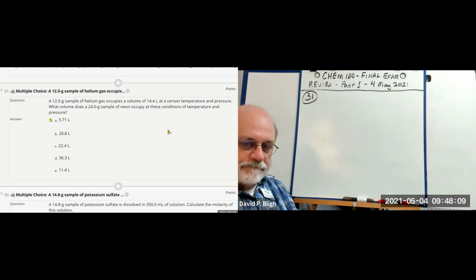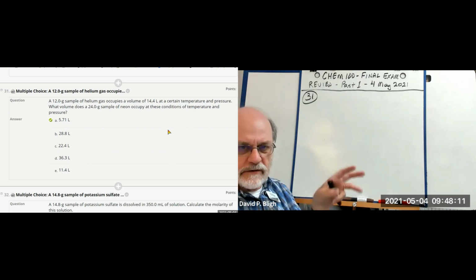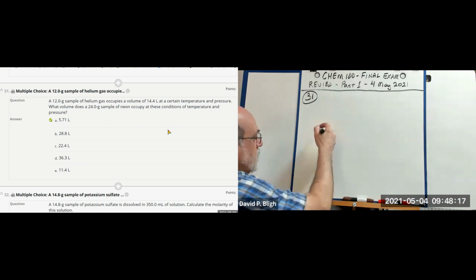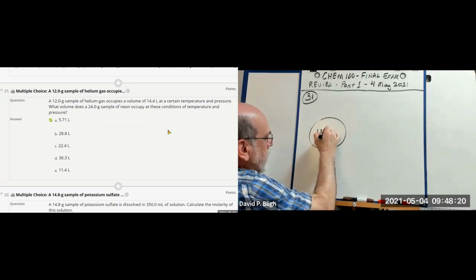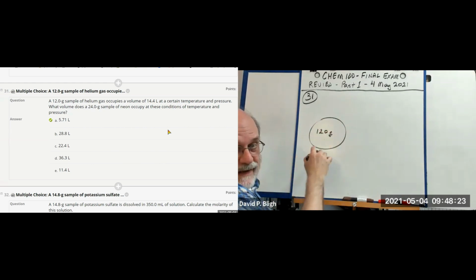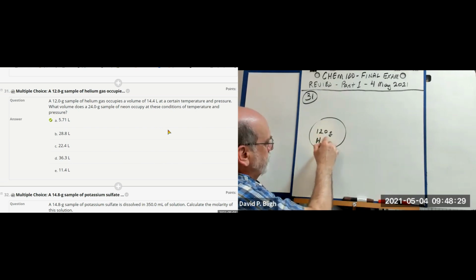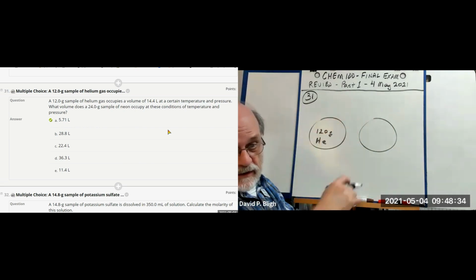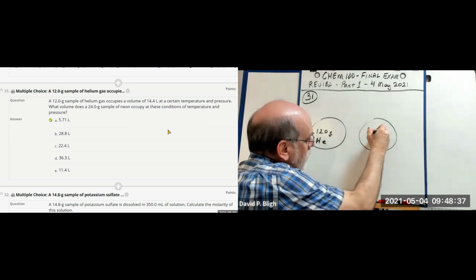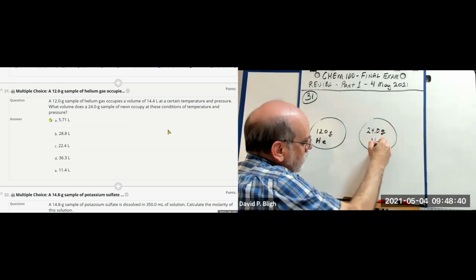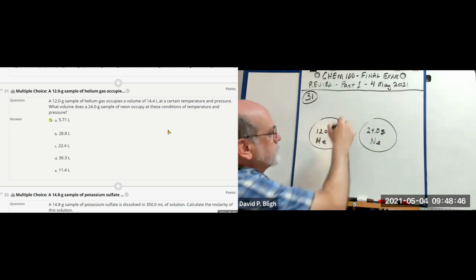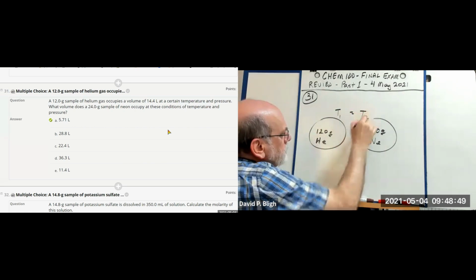Okay. So you actually have 2 different samples, a 12 gram and a 24 gram. Right, so you got a volume here with 12 grams of helium, and you've got one over here, not to mean that they're the same volume, I'm just saying that's where it's located. You have a 24 gram sample of neon. Okay, at a certain temperature. So both temperatures are the same and pressures are the same.